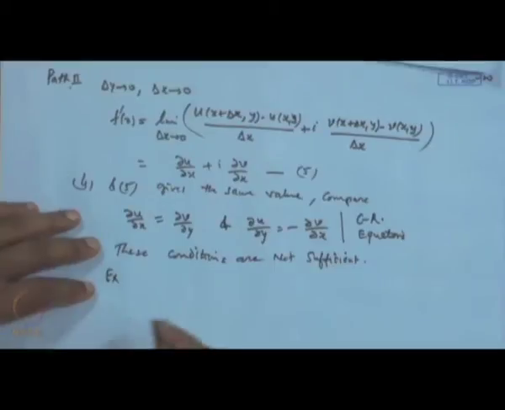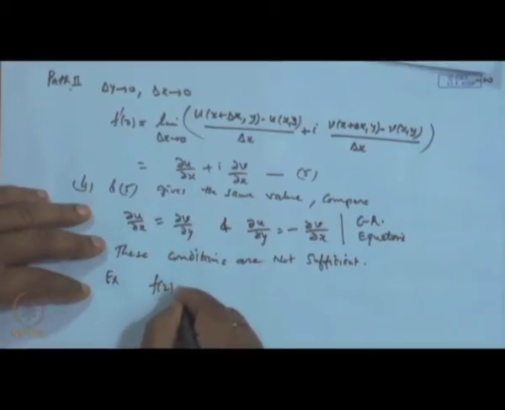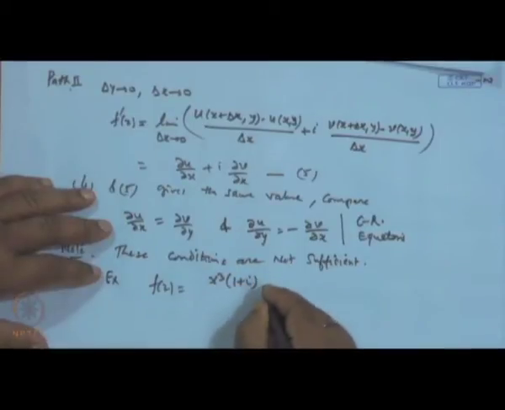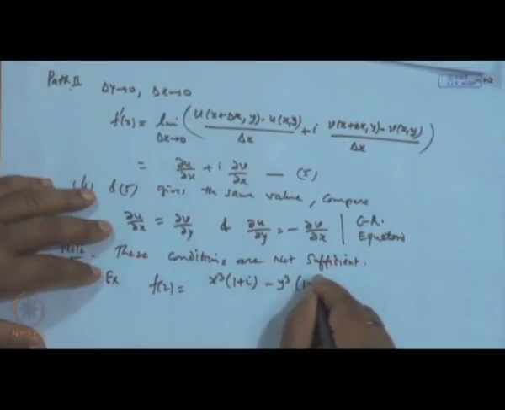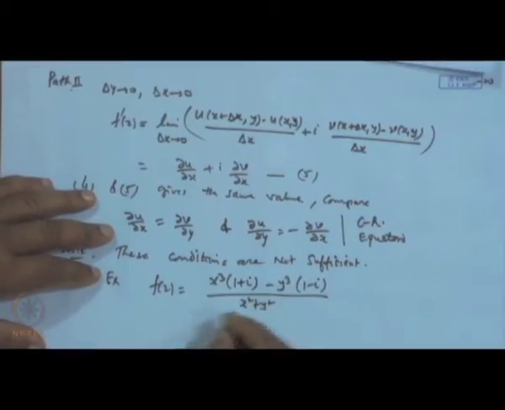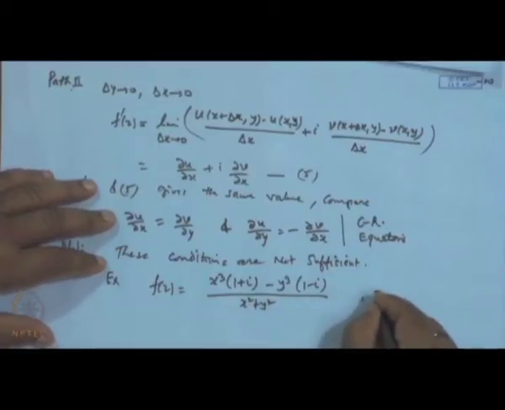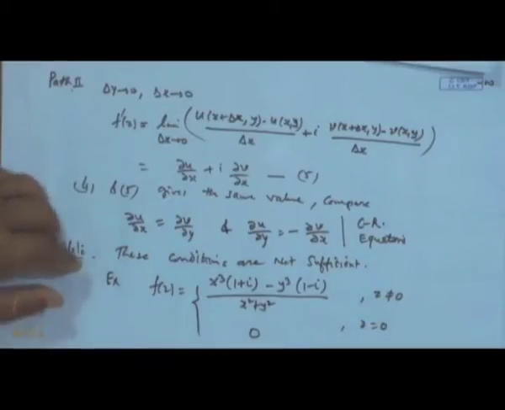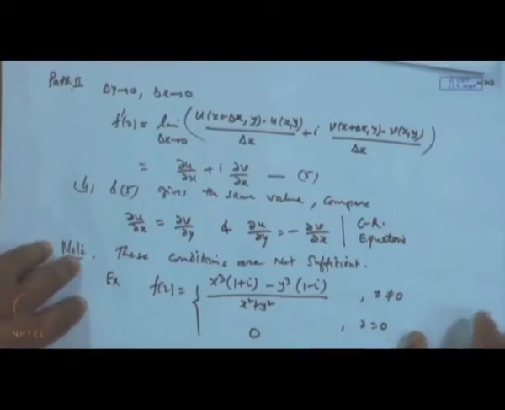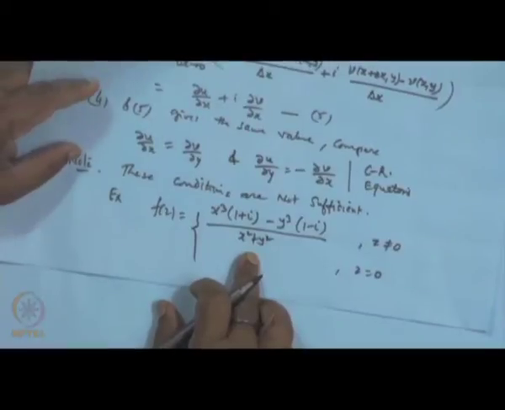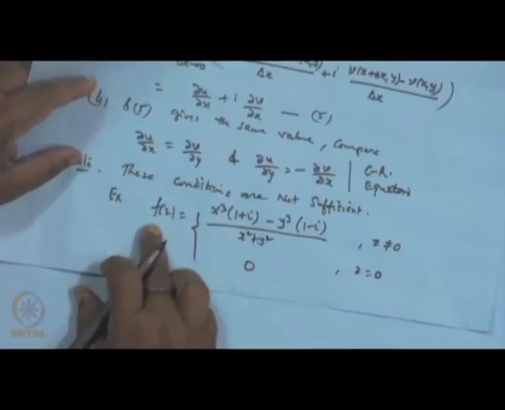let us see the function f(z), which is x cube (1 plus i) minus y cube (1 minus i) divided by x square plus y square when z is not equal to 0, and equal to 0 if z is 0. Okay. So, suppose I consider this, then what we claim is that the functions u and v of this function satisfy the CR equations, but the function is not differentiable here.